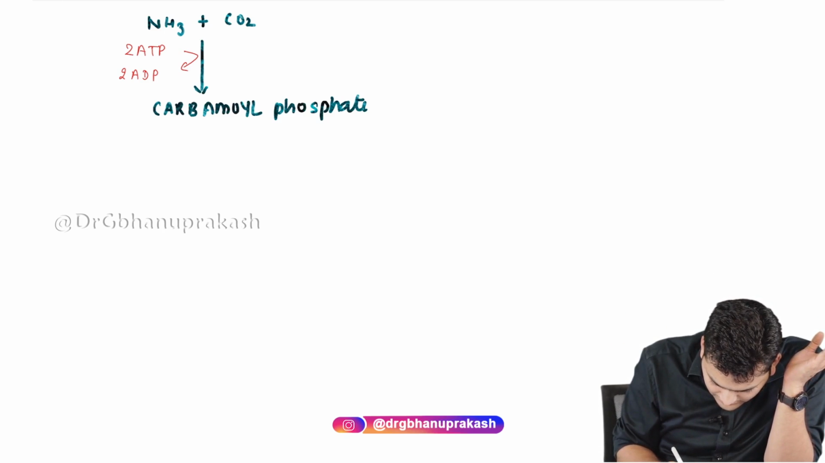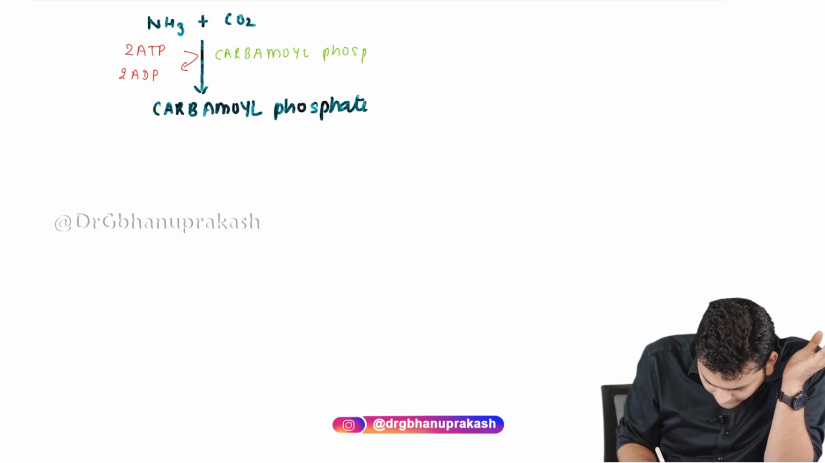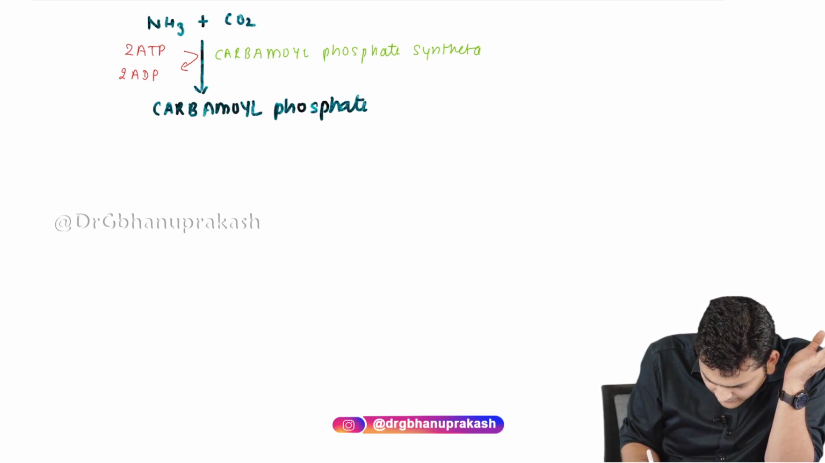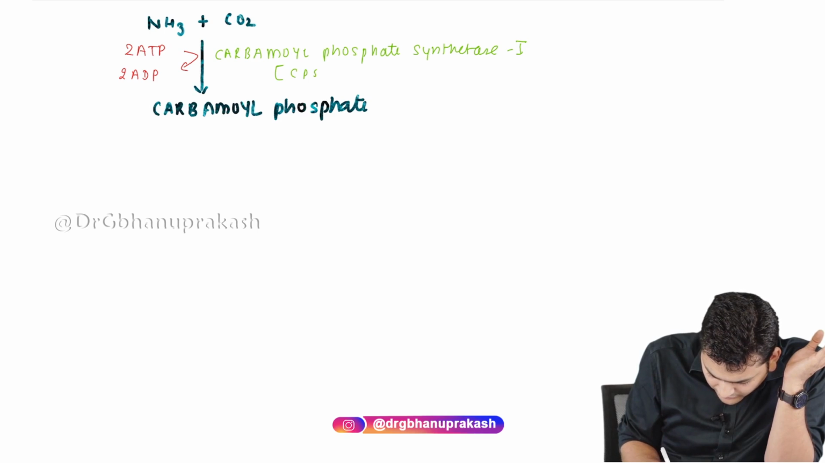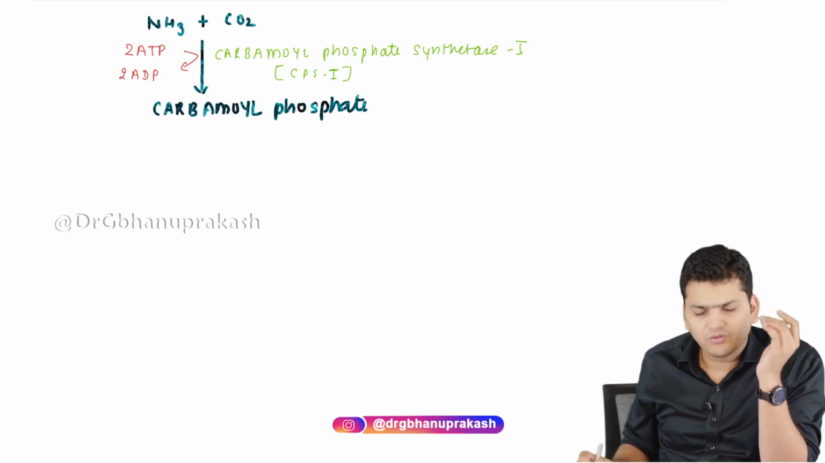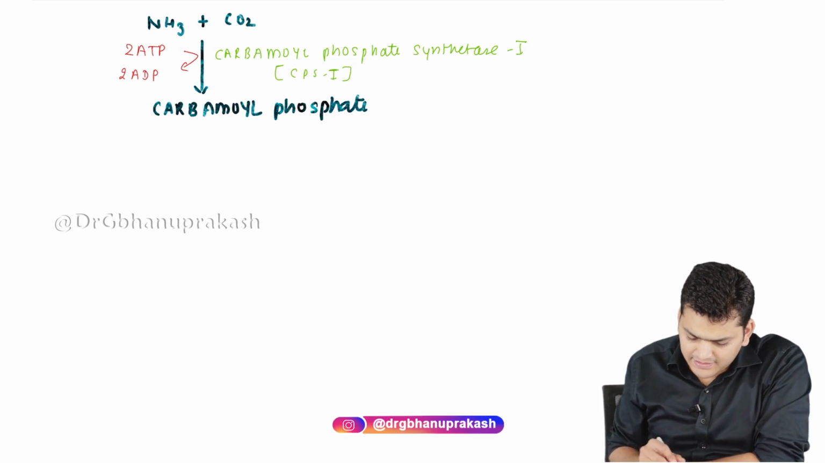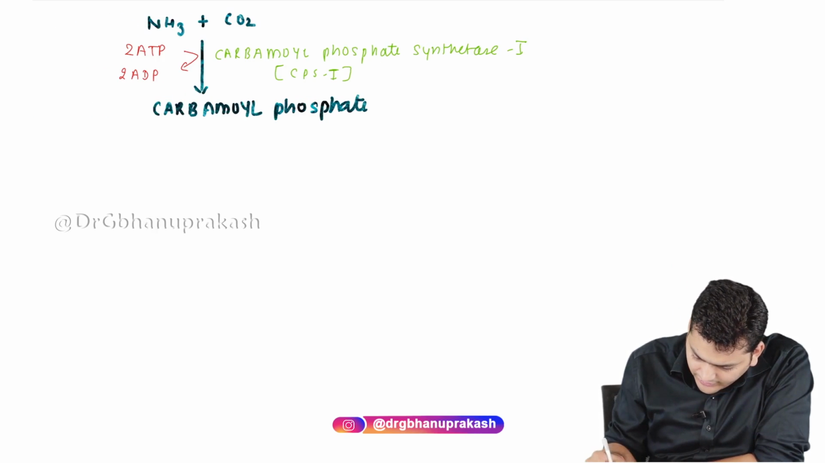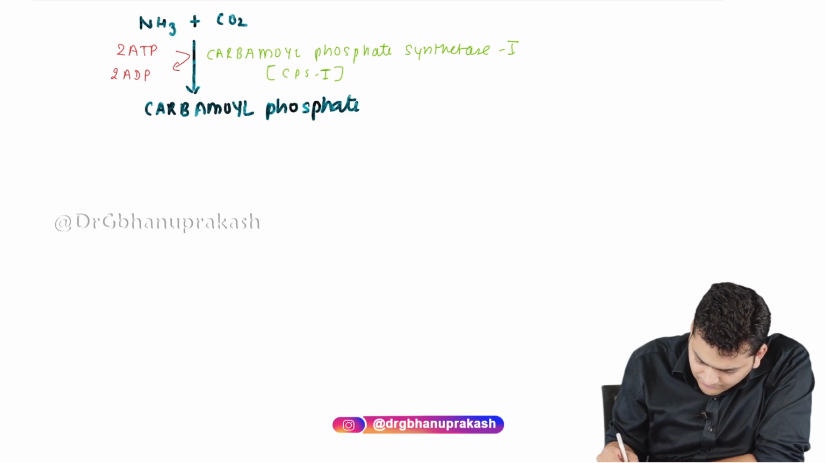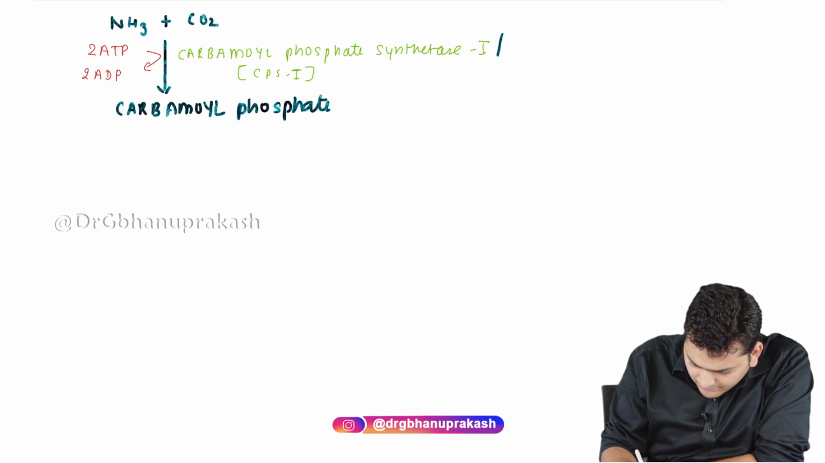The name of the enzyme is carbamoyl phosphate synthetase 1. In short, it is also written as CPS1, carbamoyl phosphate synthetase 1. This CPS1 is considered to be the rate limiting enzyme, the rate limiting step of the urea cycle.